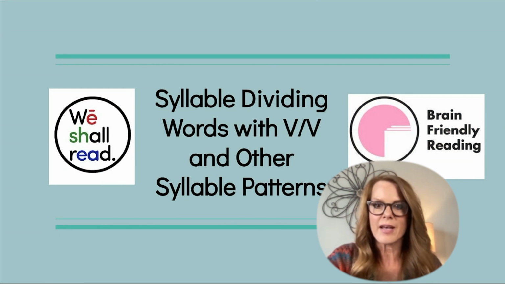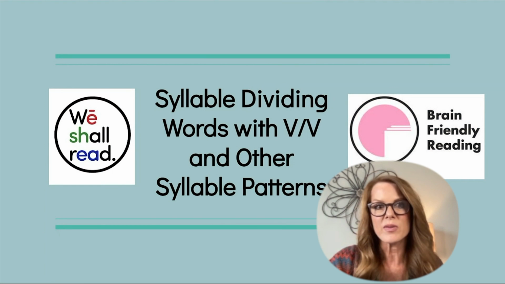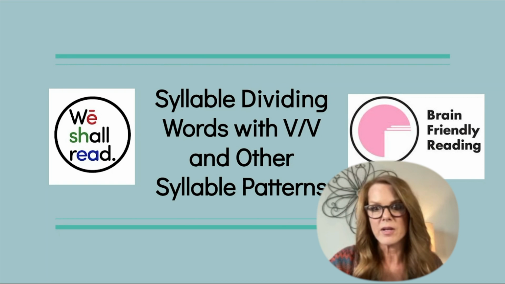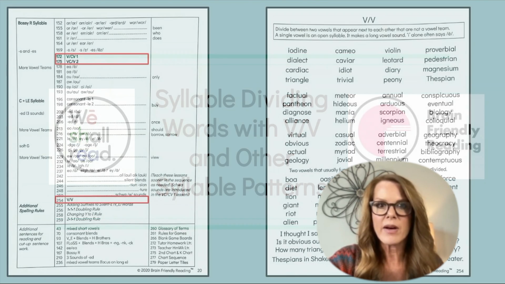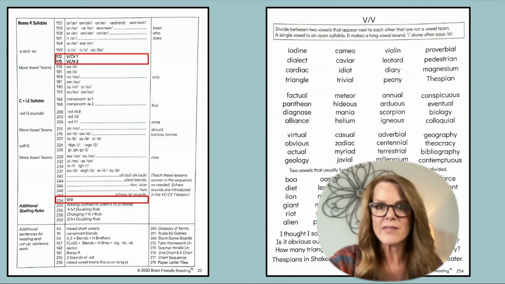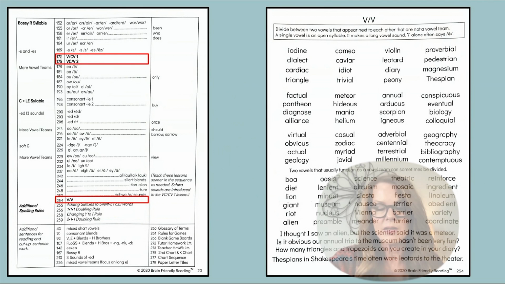So in this Tools in 10, I will be showing you how to divide words with the vowel-vowel syllable pattern. So feel free to grab a pencil and paper or your lesson page on 254, and you can practice along with me. The vowel-vowel syllable pattern is the last syllable rule that we teach in the Brain Friendly Reading program. And words with this pattern have two vowels together that need to be divided to read the word correctly.